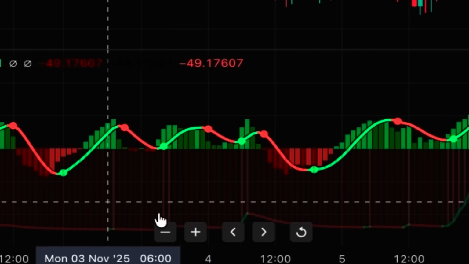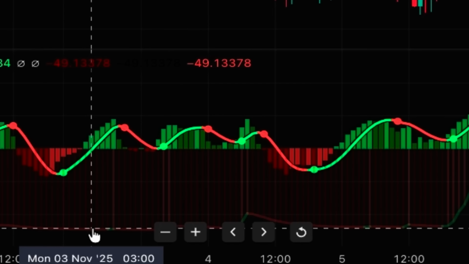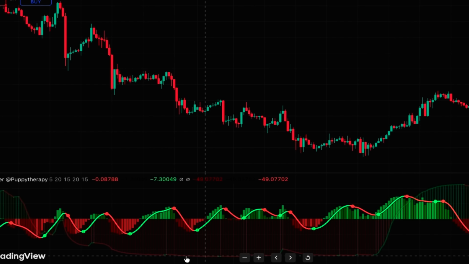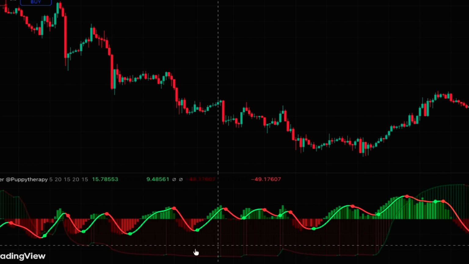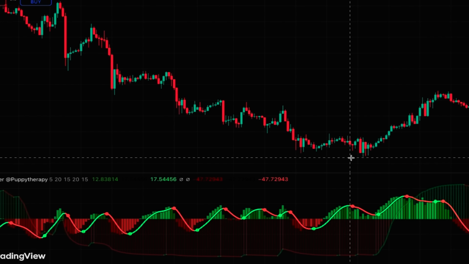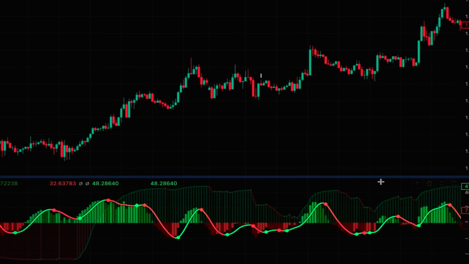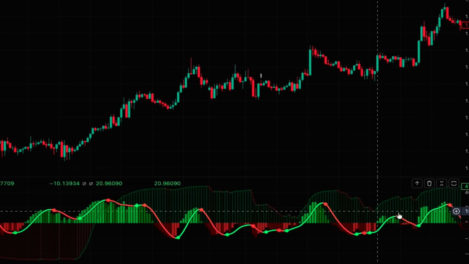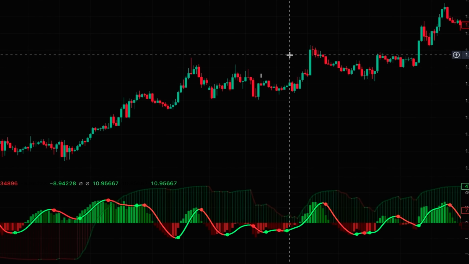Alright, getting back to this line, BX Trender trend, and let me explain how we can interpret and use it for trading. When the line is below the center line and the histogram is red, it shows that we are in a downtrend, and when the line is above the center line and the histogram is green, it shows that we are in an uptrend.